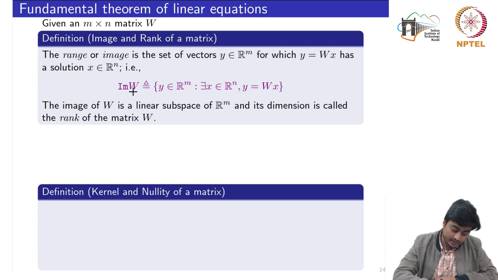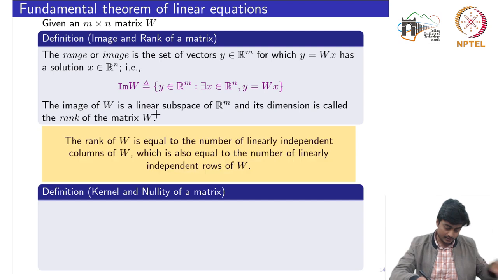Whenever we talk about the image of a matrix, we represent it by this symbol. Image of W is defined as the set containing all the y's in the m-dimensional space such that there exists x in the n-dimensional space satisfying the linear equation y is equal to Wx. Now the image of W is a linear subspace of R^m, which is straightforwardly clear, and its dimension is called the rank of the matrix W.